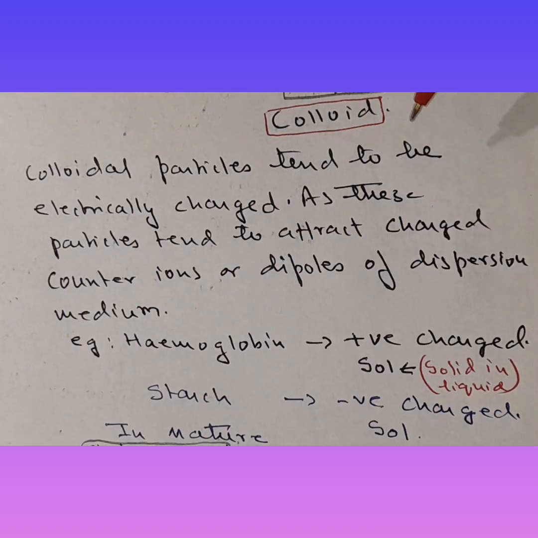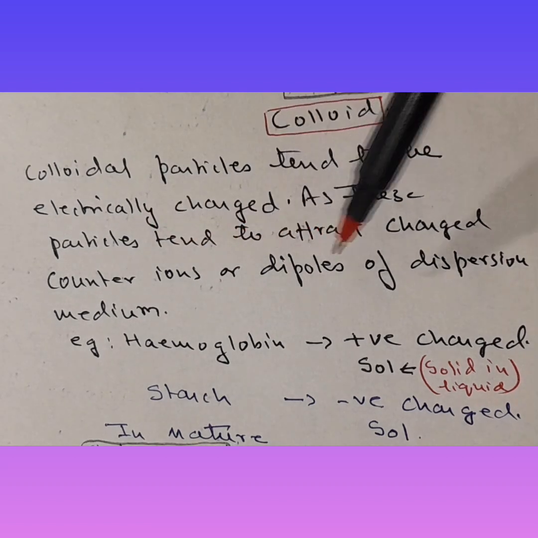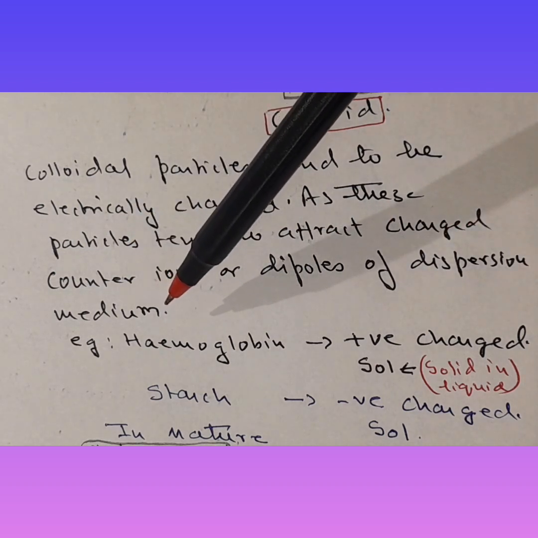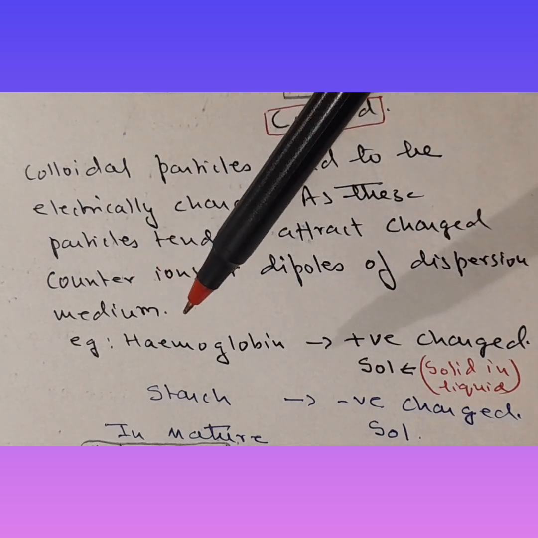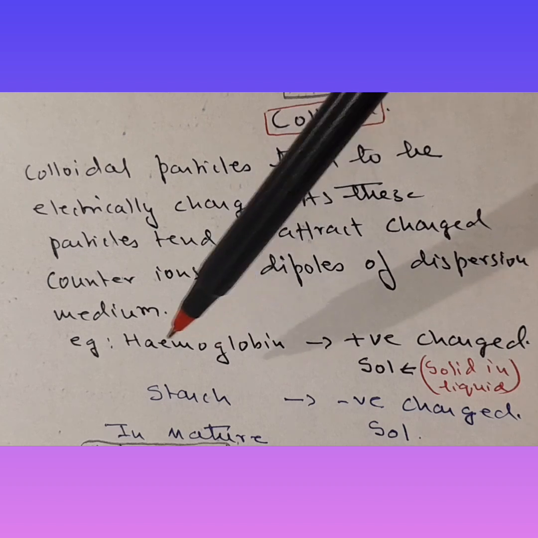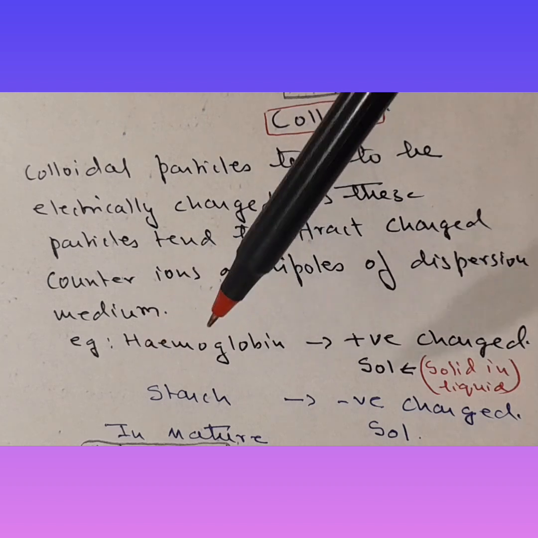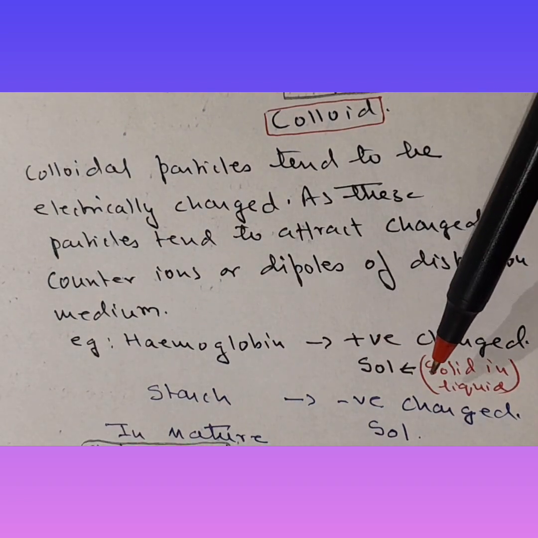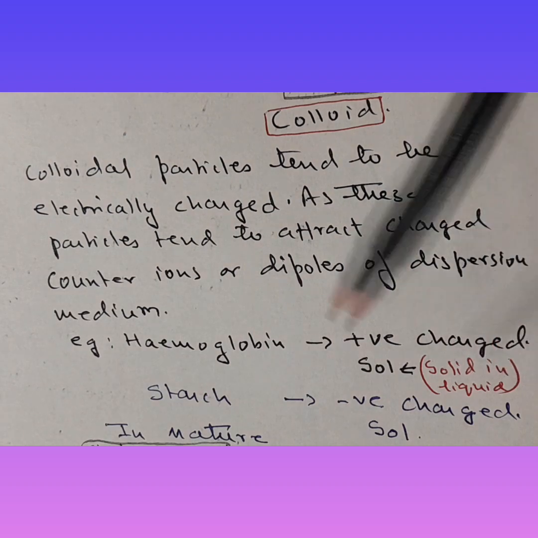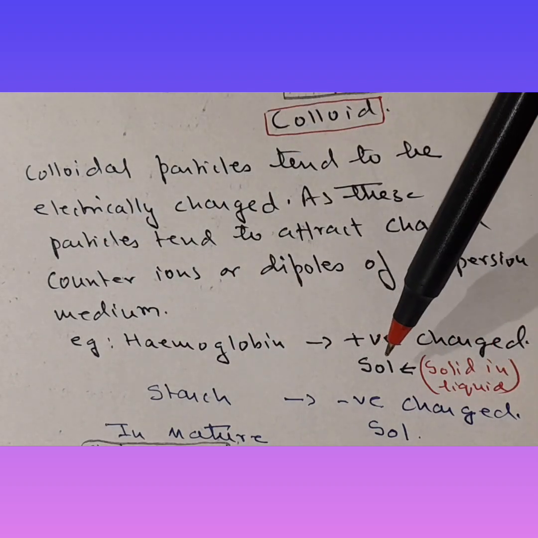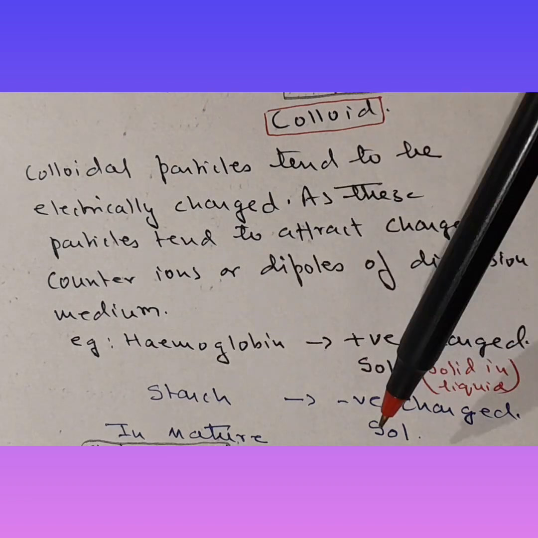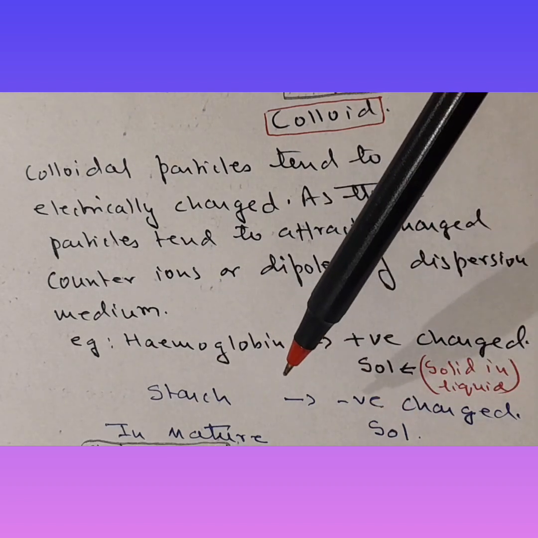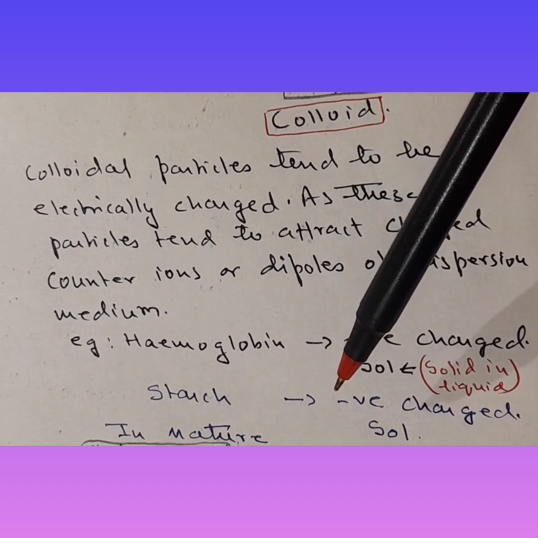Colloidal particles tend to be electrically charged, as these particles tend to attract charged counterions or dipoles of the dispersion medium. I have just taken two examples which are in nature. Hemoglobin is positively charged sol. Sol we know, sol is solid dispersed in liquid. So hemoglobin is a positively charged sol and starch is a negatively charged sol. So colloidal particles are mostly charged.